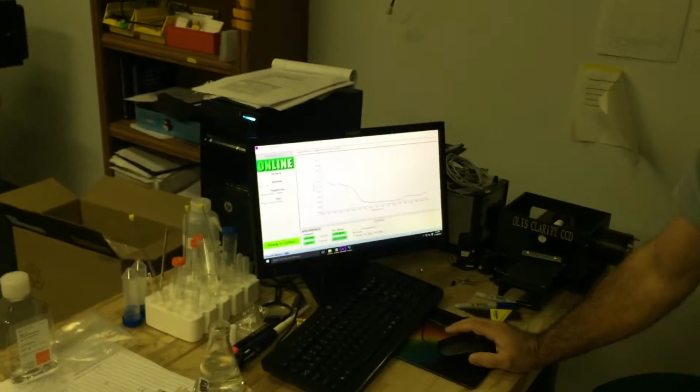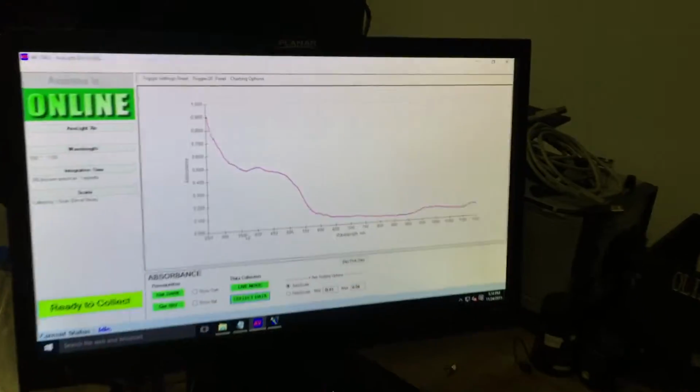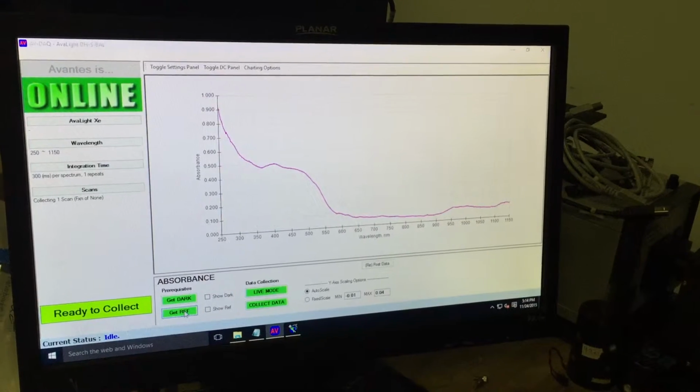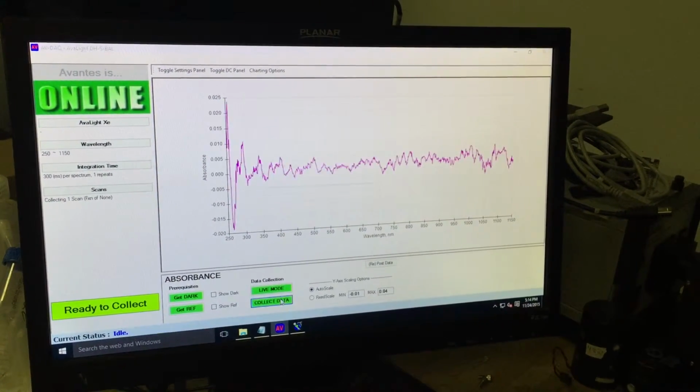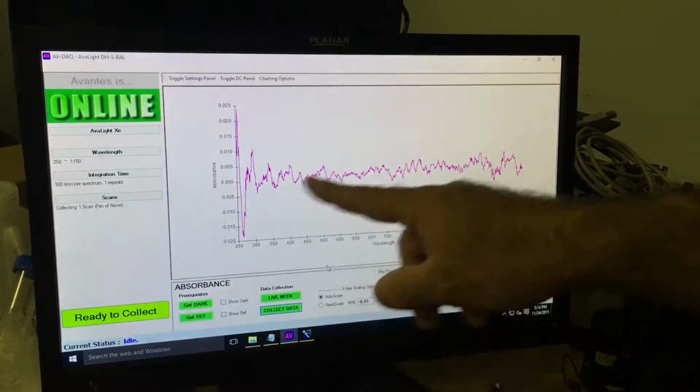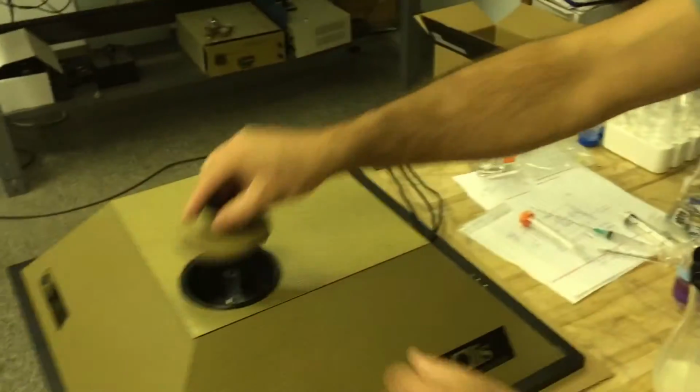But this is not the end of the story. What we can do, we now use milk as a solvent. We take this as a reference, okay? We collect, subtract the baseline. So now milk is used as a solvent.